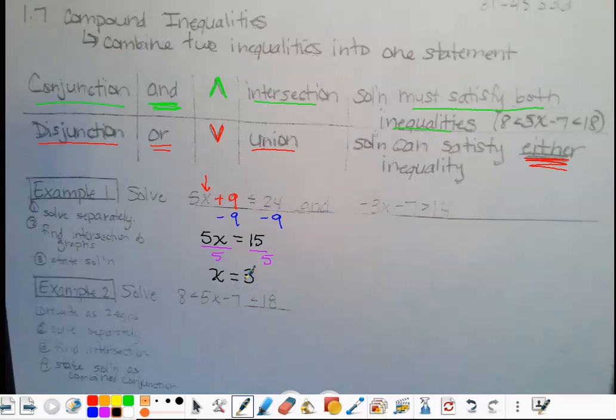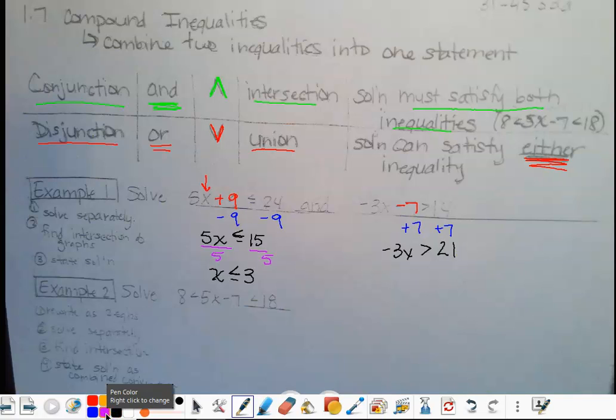Actually, it's not equals though. Maybe you caught that. It should be less than or equal to. All of these should be less than or equal to. We need to keep that sign. Next up, we have negative 3x minus 7 is greater than 14. Here we have a minus 7, so we need to undo that with addition. We add 7 to both sides. Once we add 7, we have negative 3x is greater than 14 plus 7, which is 21.